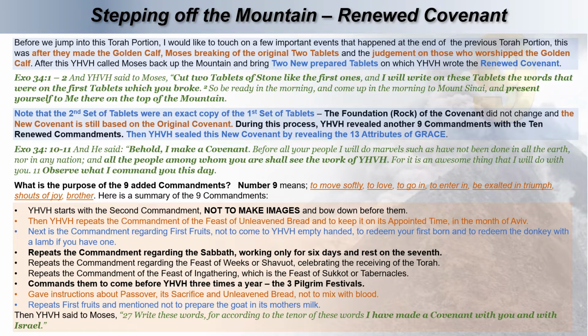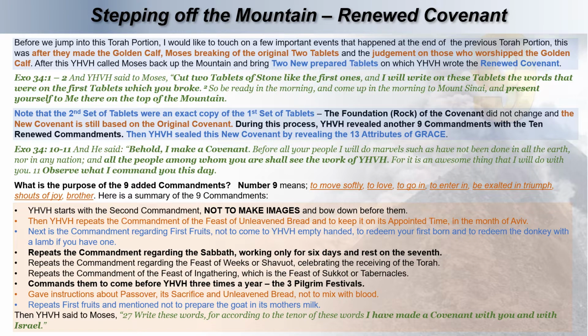So the timing is important here, because that's setting the first month of the first festival in the first month, on which the other festivals are calculated or counted from. If you have the first month, you'll know when the 7th is, if you count 7 moons, and also first fruits is counted from within that 7-day period. The next commandment after that is regarding first fruits, not to come empty-handed, and if you have a donkey, to redeem the donkey with a lamb if you don't have one. I'm not going to go into detail there, there's a bit of wisdom there as well.